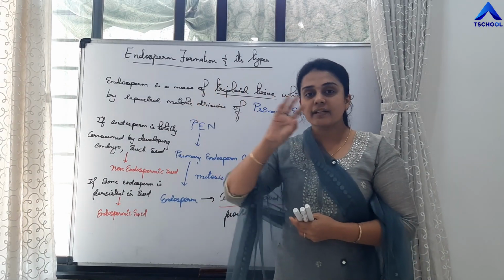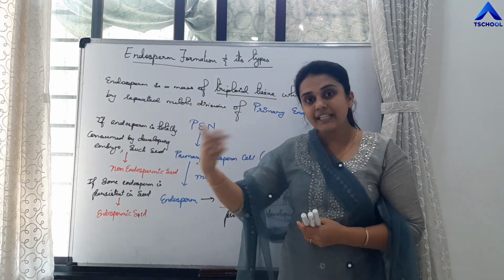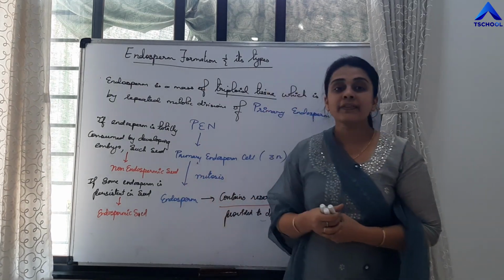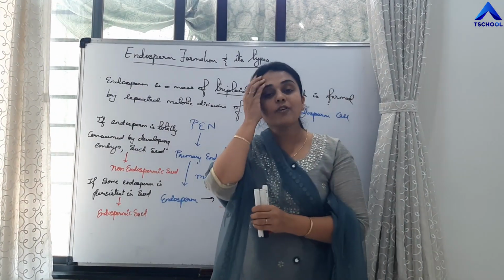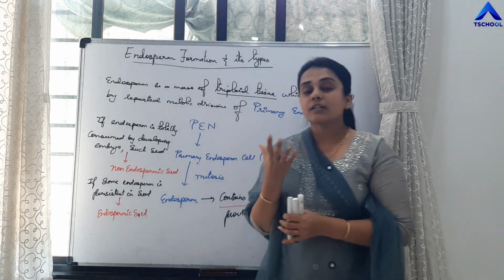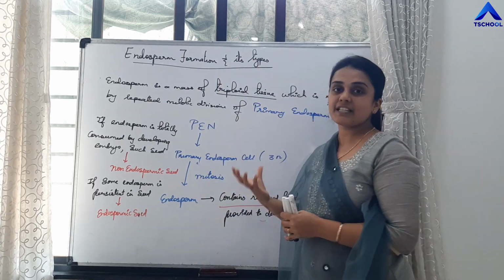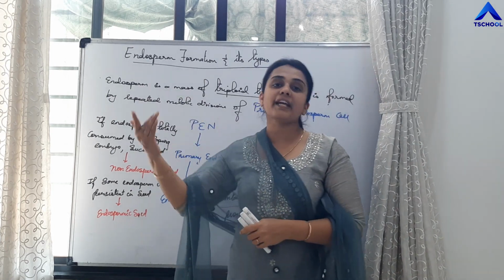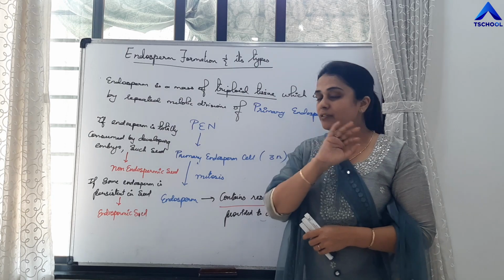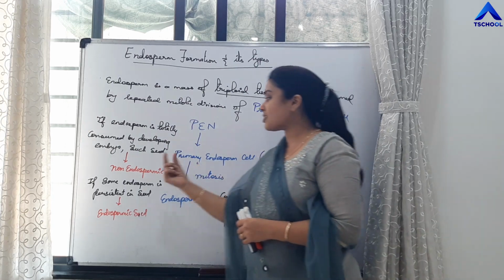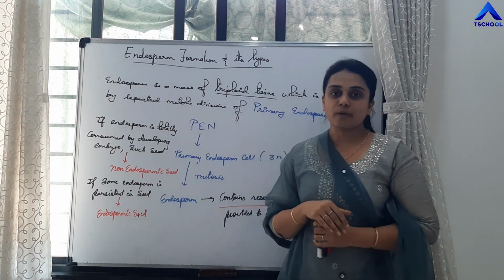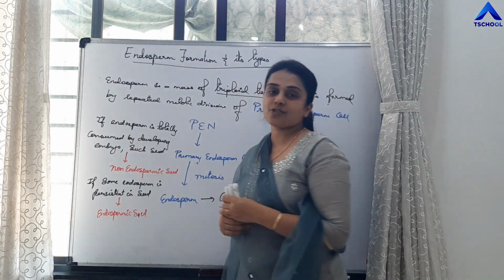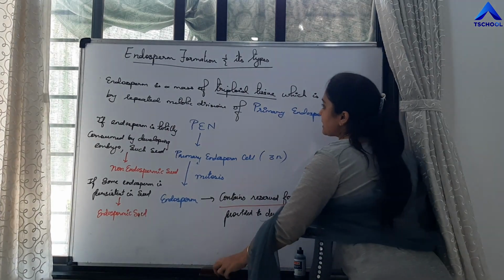The antipodal cells and the synergid cells are gradually degenerating. This cell undergoes mitosis to form endosperm. What is there in endosperm tissue, the triploid tissue? Reserved food material is present. If all this reserved food material is consumed by the developing embryo, then the seed which is formed will not have any endosperm. Such a seed is called a non-endospermic seed. And if some amount of endosperm is persistent, such a seed is called an endospermic seed.